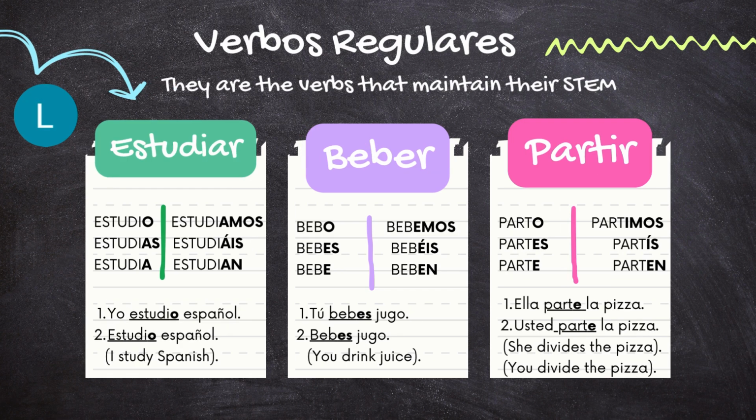Here we see 3 other regular verbs, verbos regulares. They are the verbs that maintain their stem, meaning la raíz does not change. You carry the same stem all throughout the 6 conjugations. So these are estudiar, beber, partir. You can stop the video and read through them on your own. That way you are practicing as well.